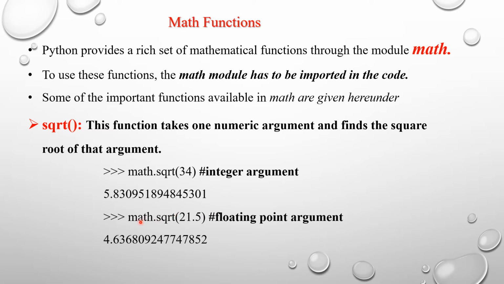Let's consider one more example: math.sqrt(21.5). So 21.5 is the argument, a floating point argument. The square root value of 21.5 is 4.63.